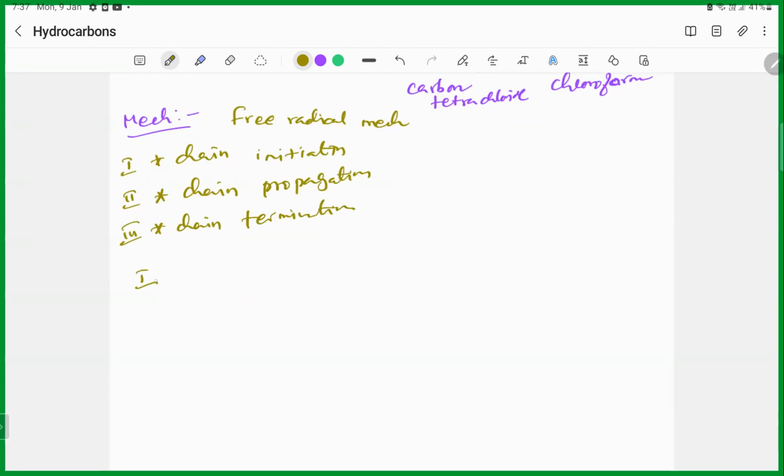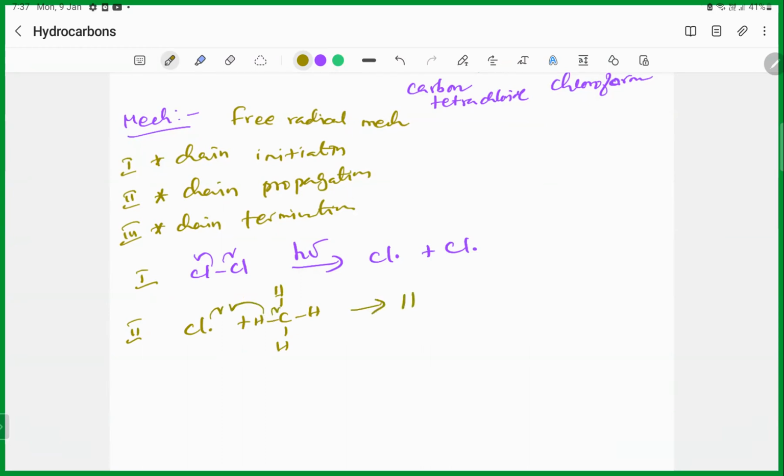This is the first step, this is the second step, this is the third step. In step 1, what will happen? You are using chlorine, Cl-Cl. In the presence of light, it will be homolytically cleaved into chlorine dot plus chlorine dot radicals. And in step 2, that Cl dot from step 1, when it treats with methane, this radical and this radical will combine. It gives HCl plus CH3 dot.